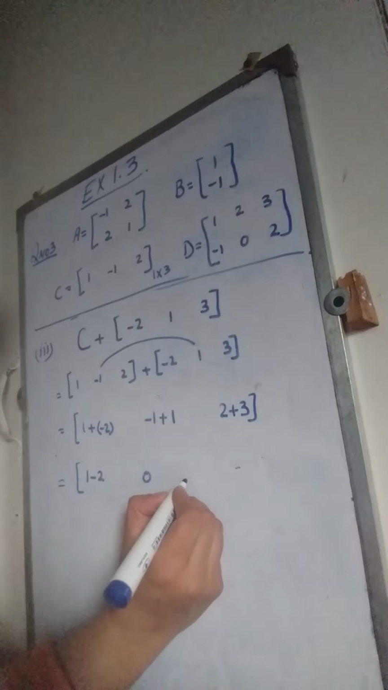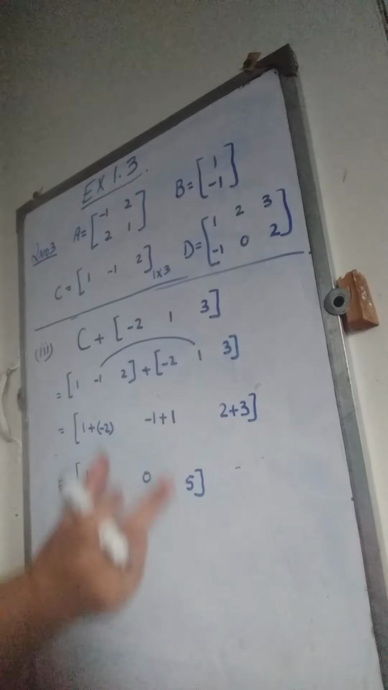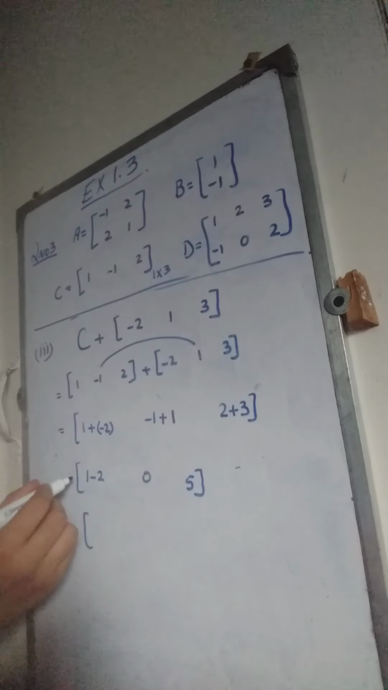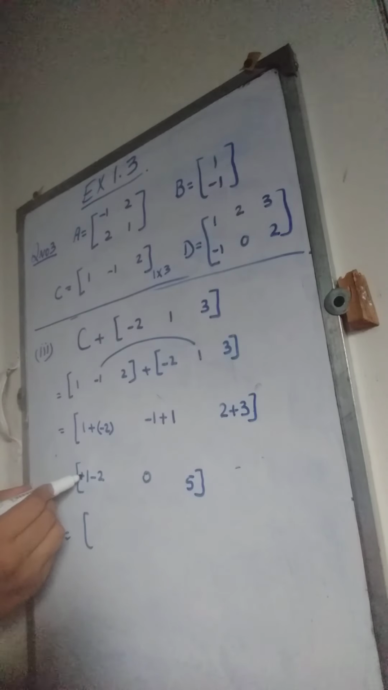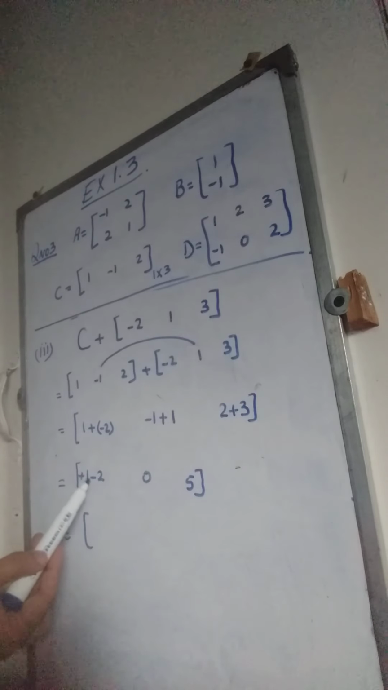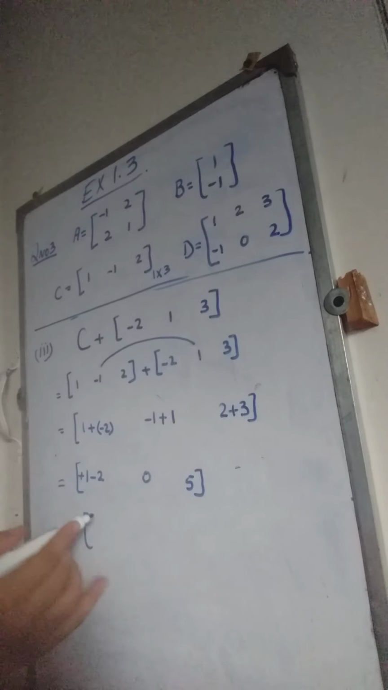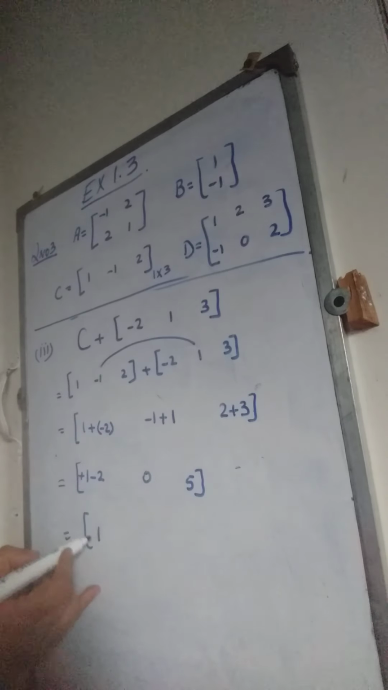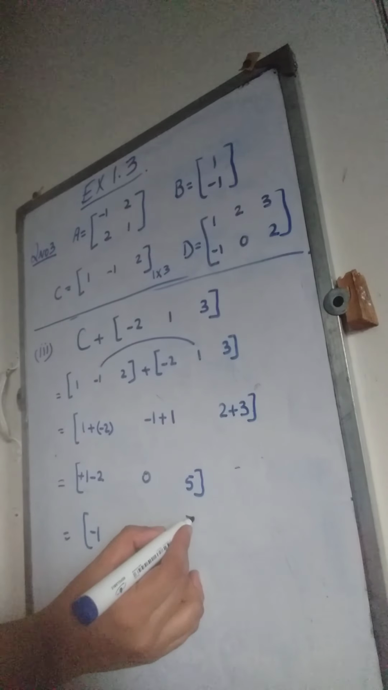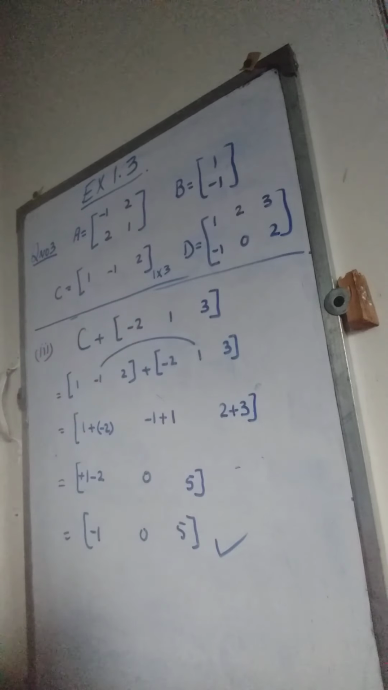2 plus 3 is 5. So this is C plus this matrix. Okay. And the next is 1 minus 2. Here we have numbers with different signs. Whenever we have two numbers having different signs, we always do subtraction. 2 minus 1 will be 1, and the answer will carry the sign of the greater number. 1, 0 and 5. Okay. So this is the answer, C plus the given matrix.